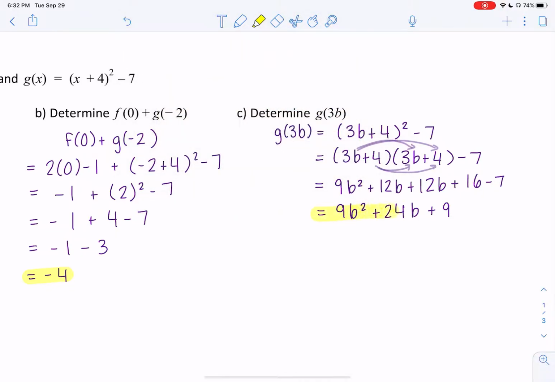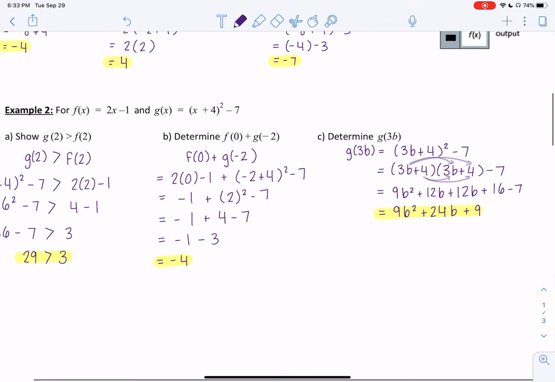So exact same idea, just a little bit more challenging with the algebra. So let's try a few more examples that are all a little different.